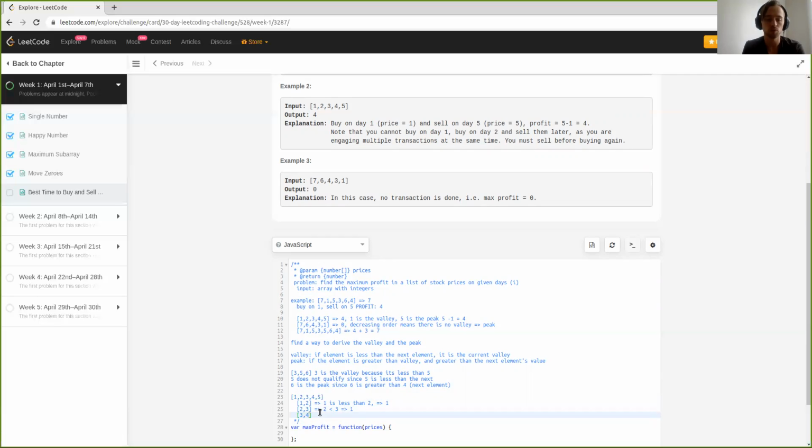Three to 4, it's the same deal. 3 is less than 4, so by our logic, we can sell that day and still turn a profit. And then 4 to 5, 4 is less than 5, which yields 1. And then when you add all the profits together, we have 4, which is actually the correct answer.